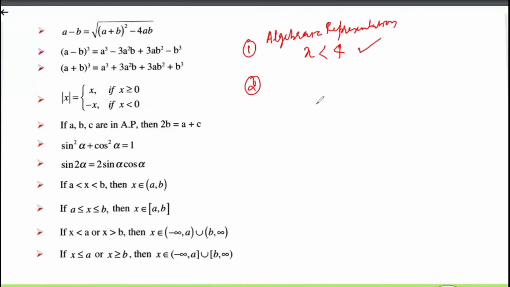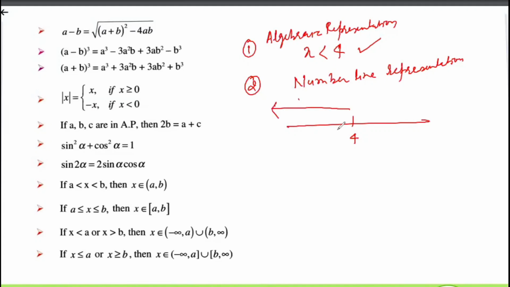Then the second is what we call the number line representation. The number line representation is like this. You can put a number 4 here, and you can showcase that x is less than 4, meaning that every number from here on is part of x less than 4. And your 4 is not included, meaning that you have to use this open circle. Okay? So this is the algebraic expression, and this is the number line representation.